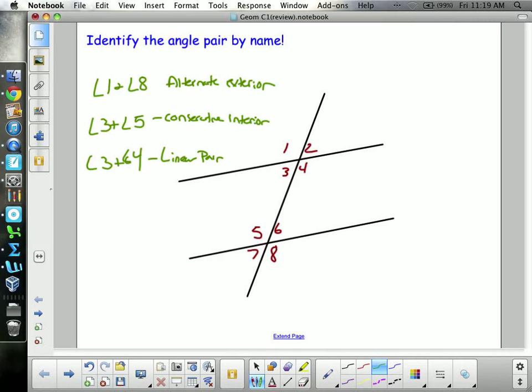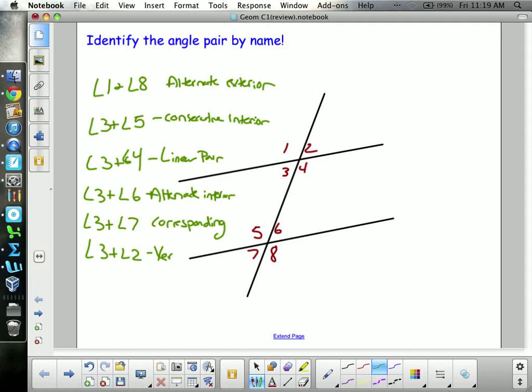How about angle 3 and angle 6? Alternate interior. Stick with angle 3 and angle 7. Corresponding, I heard it. Angle 3 and angle 2. Vertical pair.